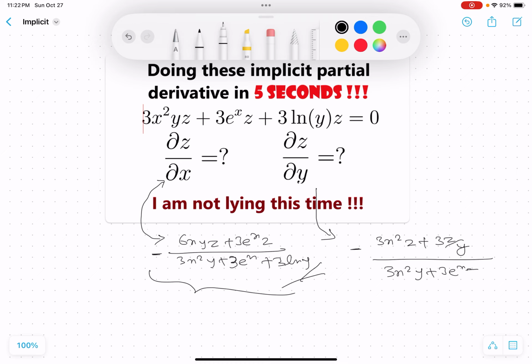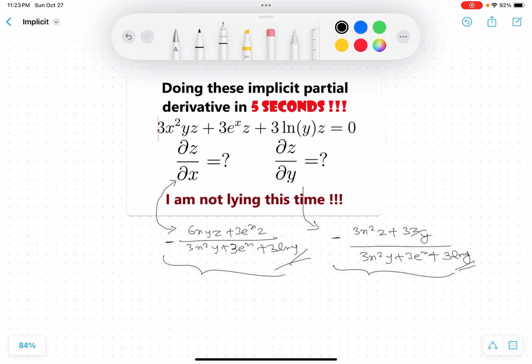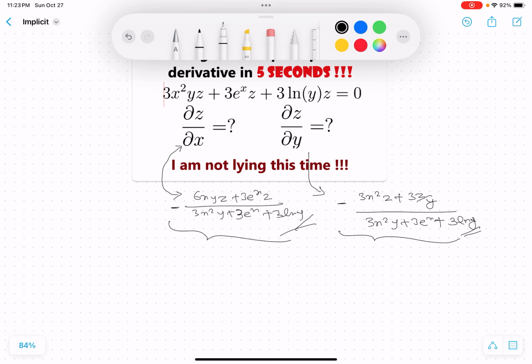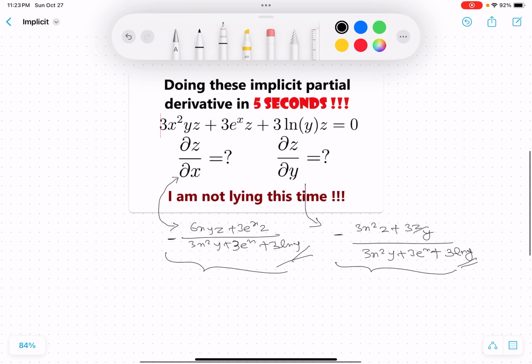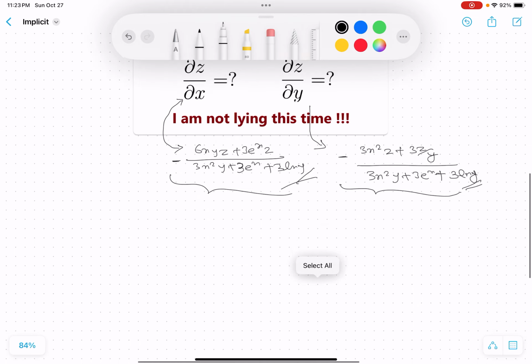Though it wasn't really 5 seconds, but you do agree that it was pretty fast, right? So yeah, let us see how I was able to do it this fast. Now for this one, first of all, you need to know the multi-variable chain rule. And also, I don't know if you know or not about implicit functions. I will explain all of that, but first let us go to the multi-variable chain rule, and then we will discuss everything slowly.